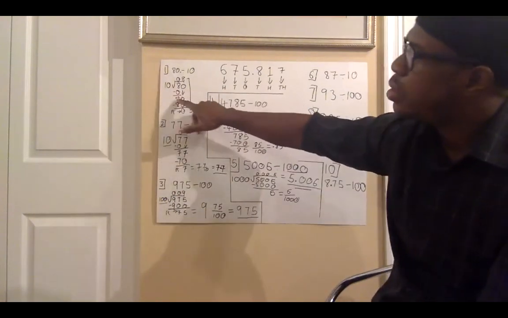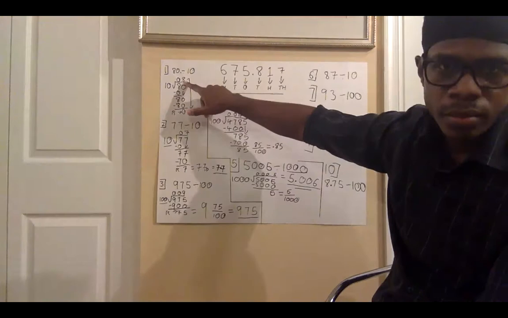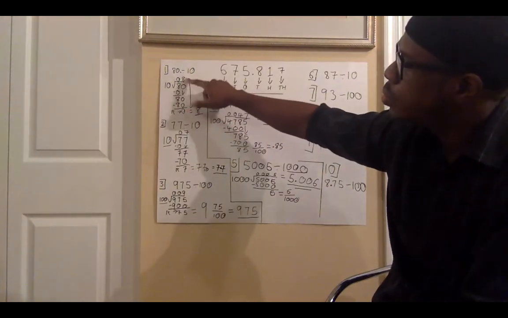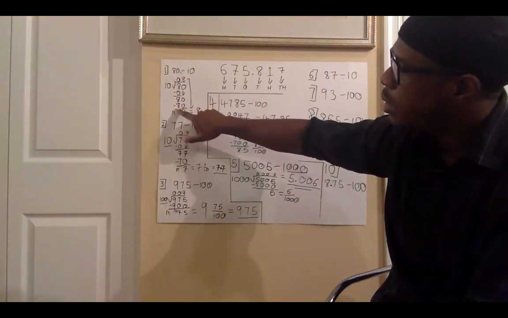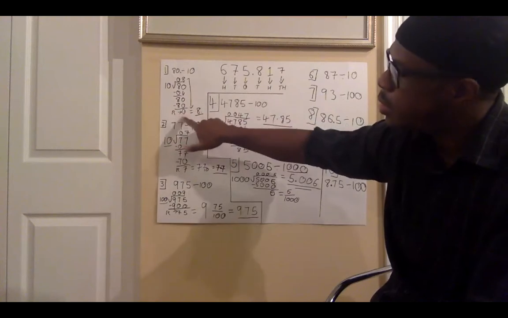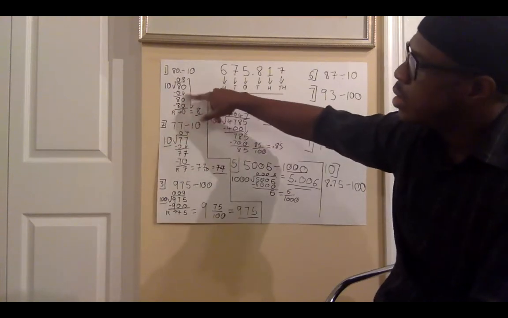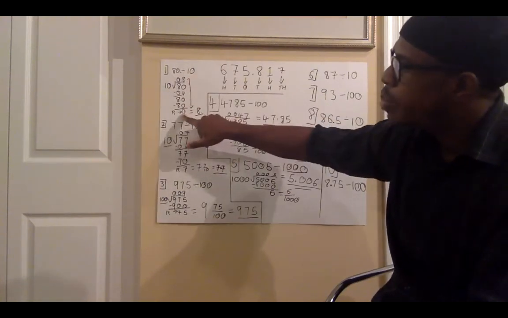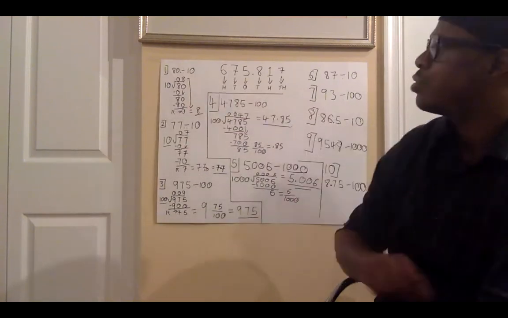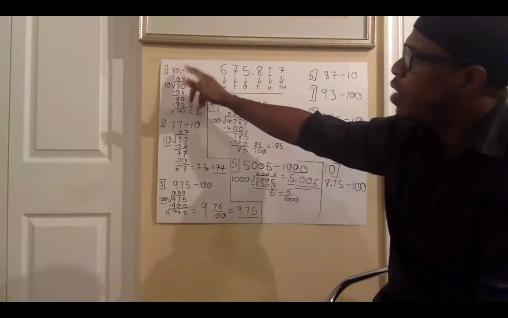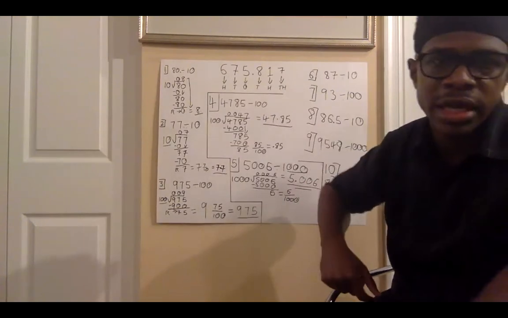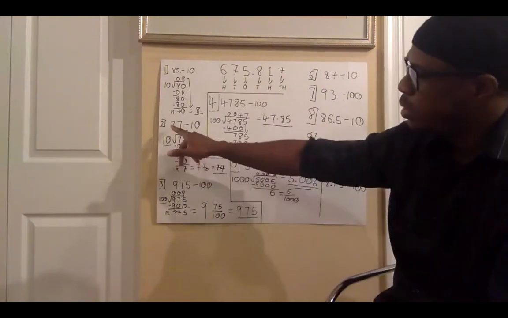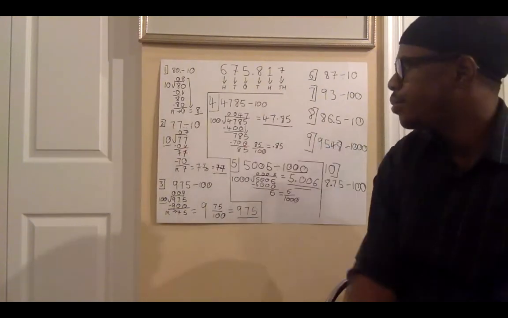So I know 10 times 8 is going to give me 80. So 10 can go into 80 8 times. So 8 times 10 is going to be 80. 80 minus 80 is going to be 0. Can I take anything else down? No. My remainder is 0, and my answer is just 8. So 80 divided by 10 is going to give me 8. Now, number 2, 77 divided by 10.